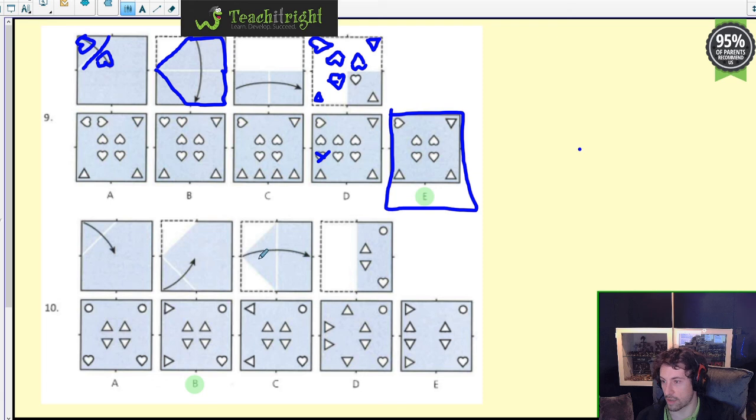Number 10. So here's the first fold. So it's going to mirror everything within this zone here, which is these 2 triangles. So I want to see 2 triangles like this.